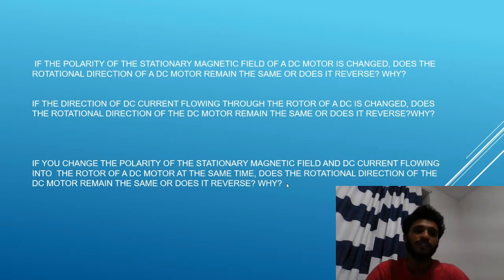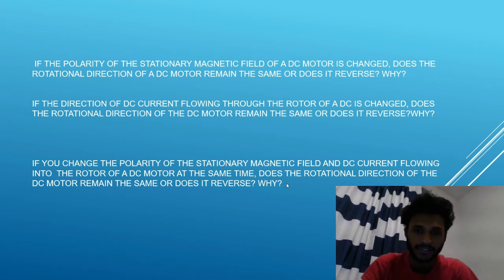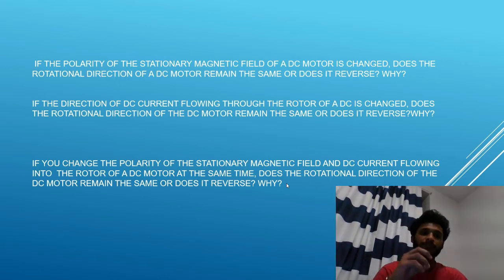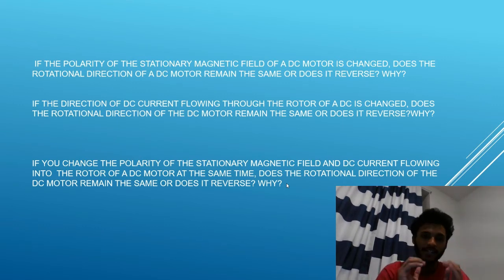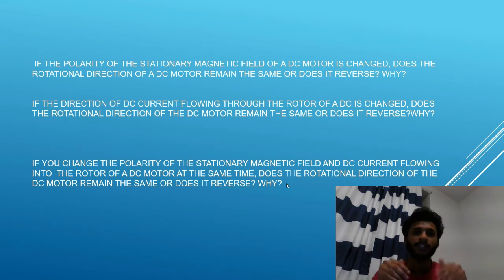The first question is: if the polarity of the stationary magnetic field of a DC motor is changed, does the rotational direction of the DC motor remain the same, or does it reverse? The stationary magnetic field is the one present on the sides of the motor. If its polarity is changed, it is obvious that the coil won't move in the same direction as it was moving. So yes, it will reverse the direction of the motor.